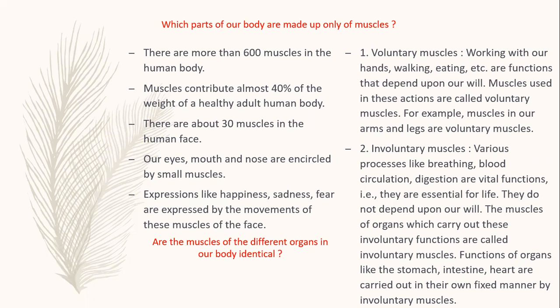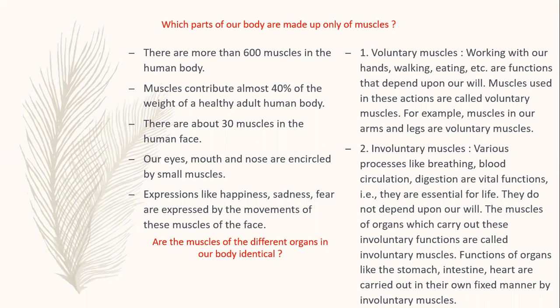Processes like breathing or digestion or blood circulation, or any important or vital function that is essential for our body, happen because of the involuntary muscles. As I told you, they do not depend upon our will. They perform according to the needs of the body.